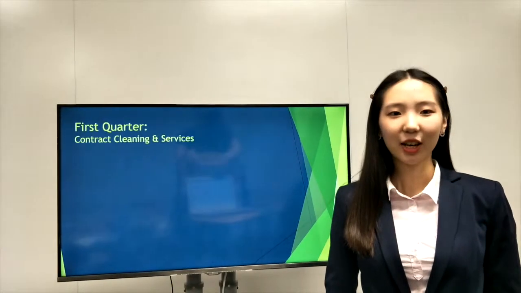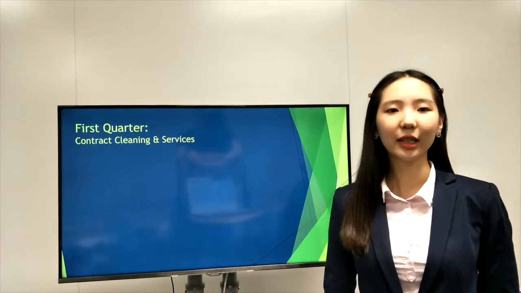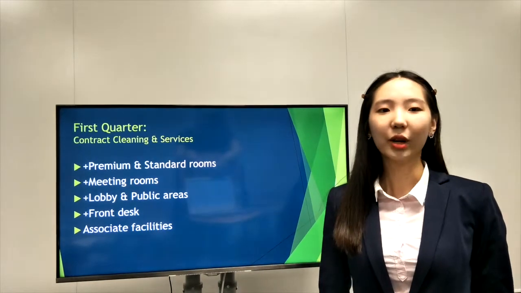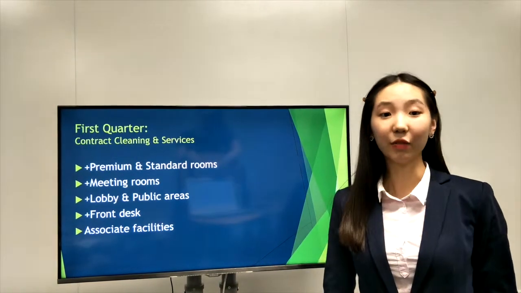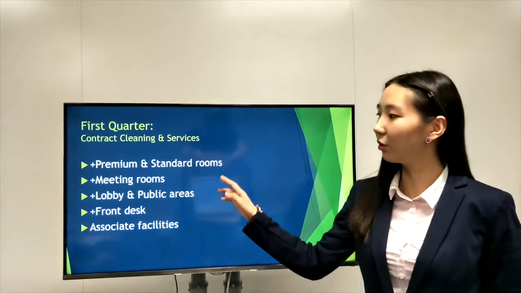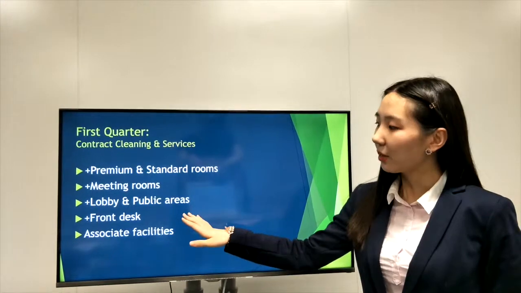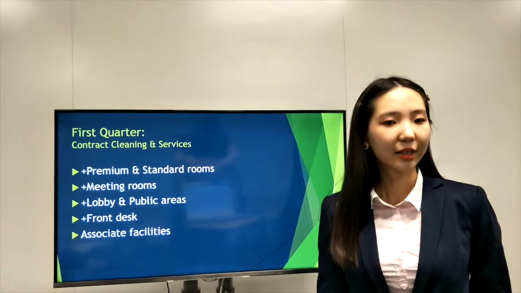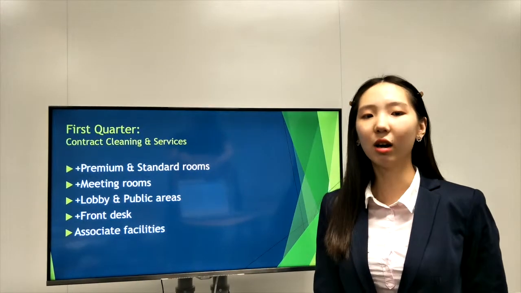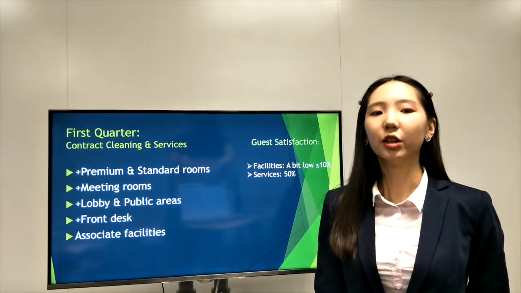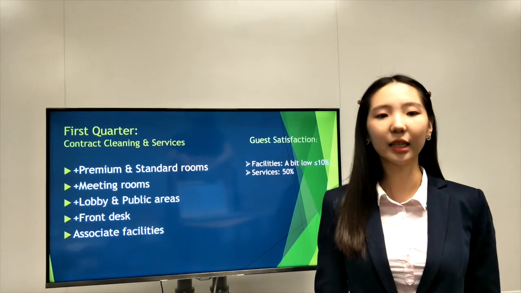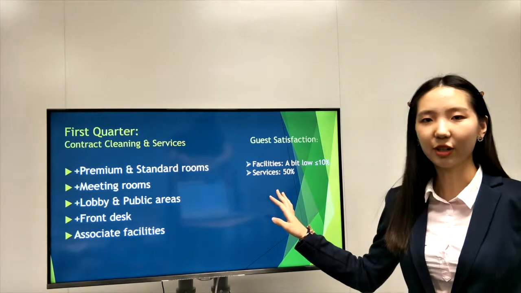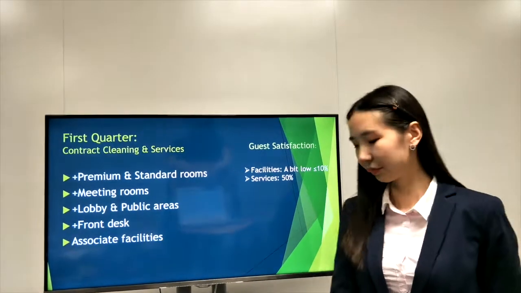Analysis and findings. During the first quarter, we focused on investing in reimbursement that we considered as the most important for our target market. We invested in making contracts with companies for cleaning contracts on premium and standard rooms, meeting rooms, lobby and public areas, front desks, and associated facilities. We didn't invest much on facilities as we spent a lot on reimbursement and services. So guest satisfaction on facilities is a bit low, which is lower than 10%. But the service satisfaction has already reached 50%.